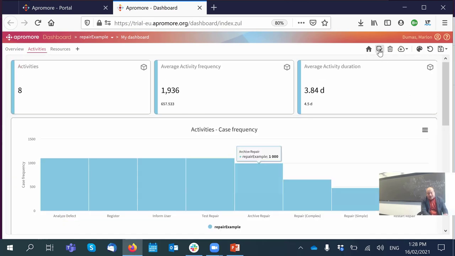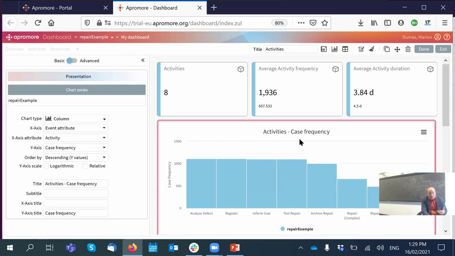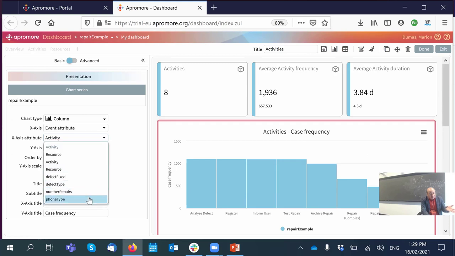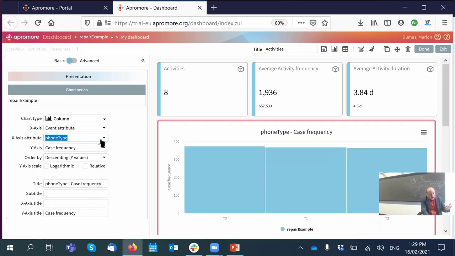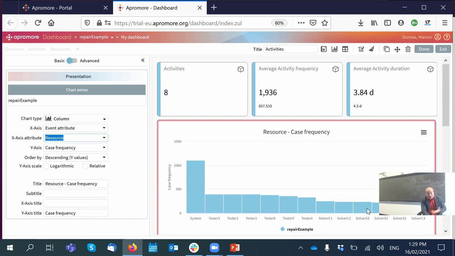And we will see that any tactical dashboarding tool like this one will allow you to compose your own chart, add your own dashboard, add new charts into it, new indicators, new tables, and for example, select what you want to display in the x-axis. For example, I might want to show the distribution of cases, how many cases there are for every type of defect that I need to repair, or how many cases there are for every person involved in my process. How many cases does tester one, tester two, tester three, or solver one or solver two get?